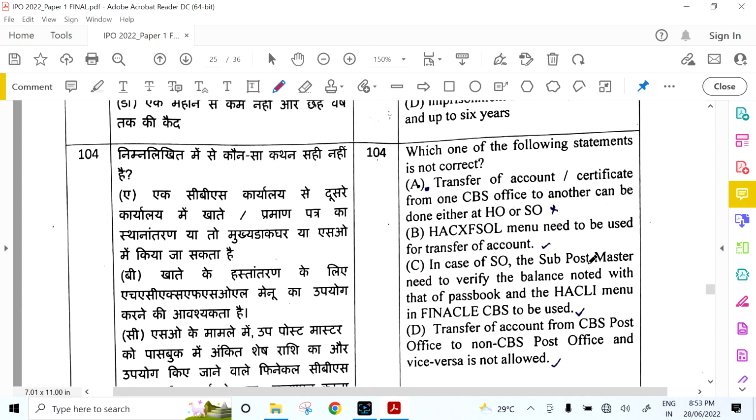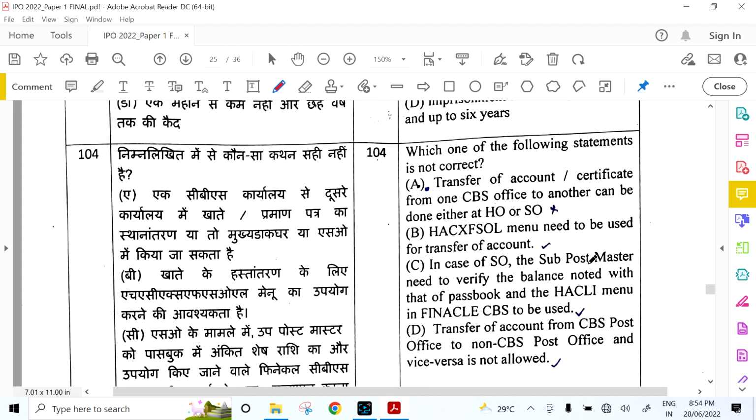Which of the following statements is not correct? Transfer of account or certificate from one CBS to another can be done either at HO or SO. HACX FSOL menu need to be used for transfer of account. In case of SO, the postmaster need to verify the balance noted with that of the passbook and HACLI menu in Finacle CBS to be used. Transfer of account from CBS post office to non-CBS post office and vice versa is not allowed.